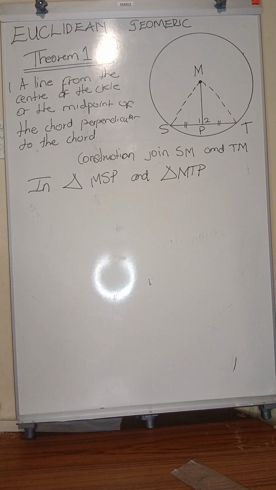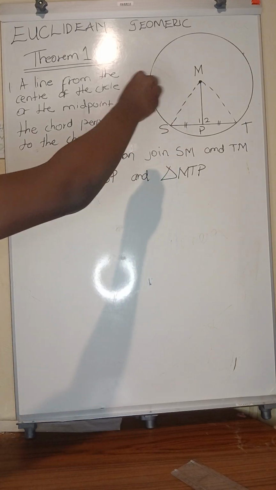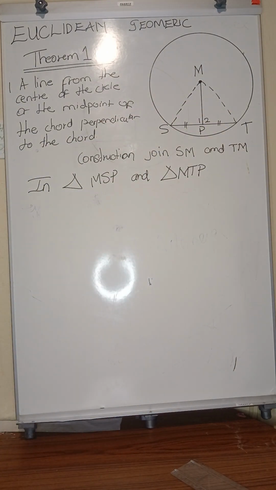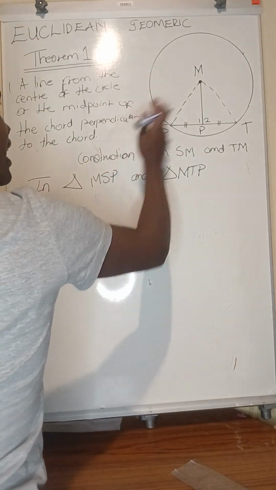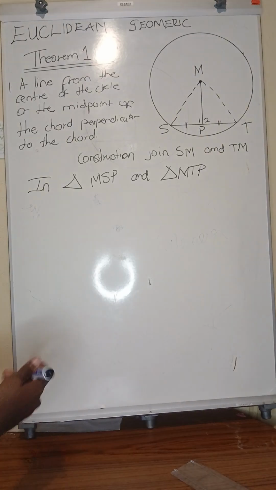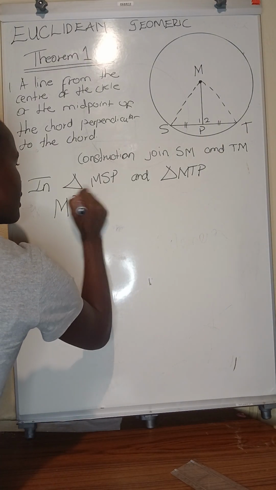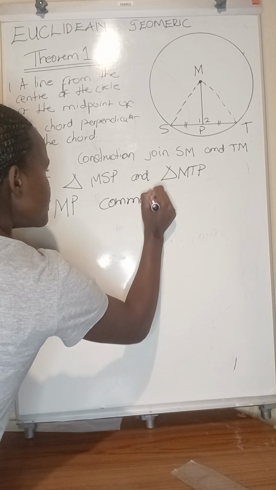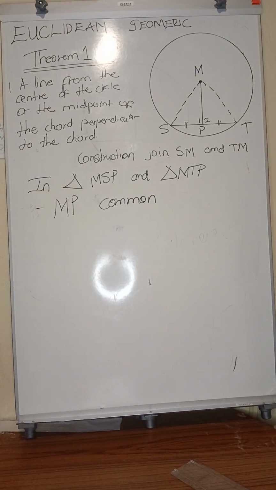We're going to check 3 things that are equal in these 2 triangles. Sorry. The first thing that I'm seeing there is that MP is common. MP formed the two triangles. This line made this triangle, and this line again made this triangle. So I'm going to say MP is common. That's our first thing that we proved.